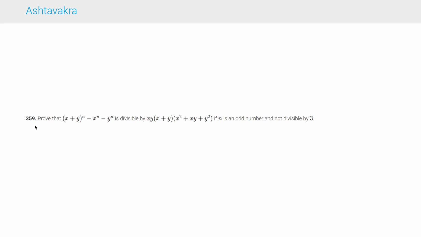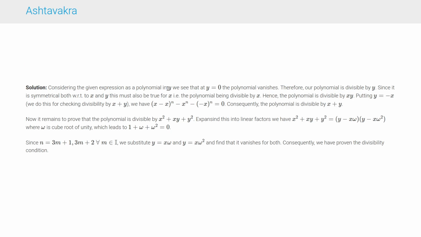Question 359 says that prove that (x plus y) to the power n minus x to the power n minus y to the power n is divisible by xy(x plus y)(x square plus xy plus y square) if n is an odd number and not divisible by 3. So considering the given polynomial as a polynomial in x, we see that at y equal to 0 the polynomial vanishes. Therefore our polynomial is divisible by y.